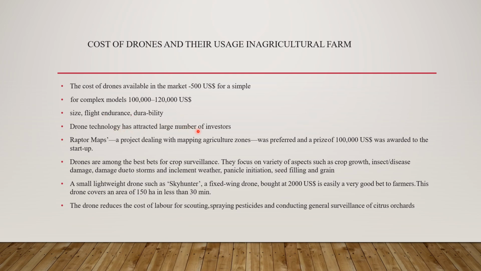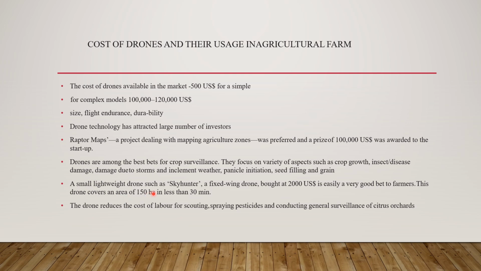And drone technology has actually got a large number of investors. One such example is going to be Raptor Maps. These Raptor Maps drones are used for mapping the zones, and it was actually preferred and awarded to a startup, which is going to be $100,000 US dollars, and these drones are used best for crop surveillance. So crop growth, insect disease, damage due to storms, weather, and whatever diseases and weather conditions may be can be forecasted with the help of drones, though the cost is more.